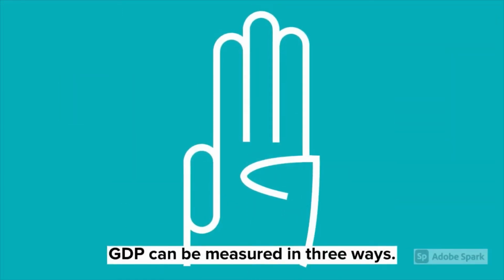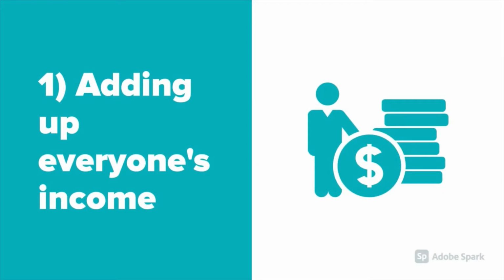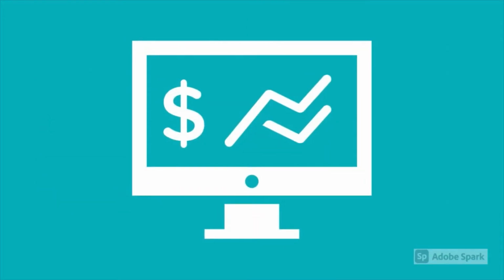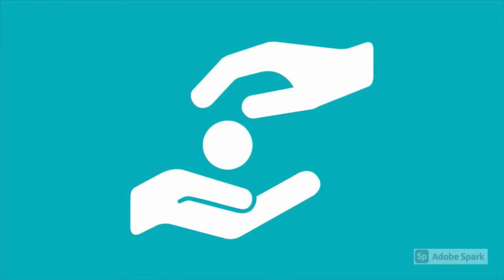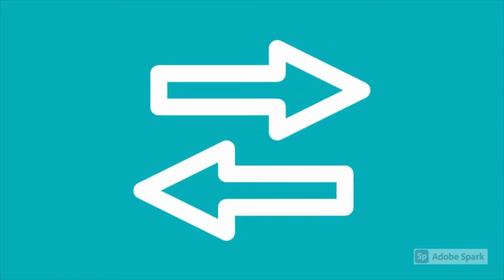GDP can be measured in three ways. Firstly, by adding up everyone's income over the period, which includes the profits that businesses make. Secondly, it can be calculated by adding up what everyone has spent. This is mostly made up of household spending, but it also includes what the government spends in terms of investment and subsidies, as well as what we buy from abroad.